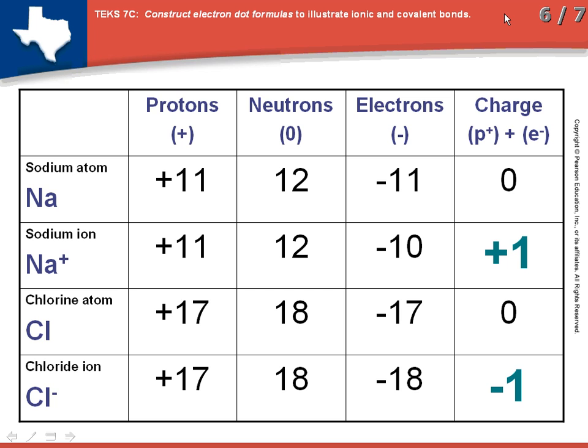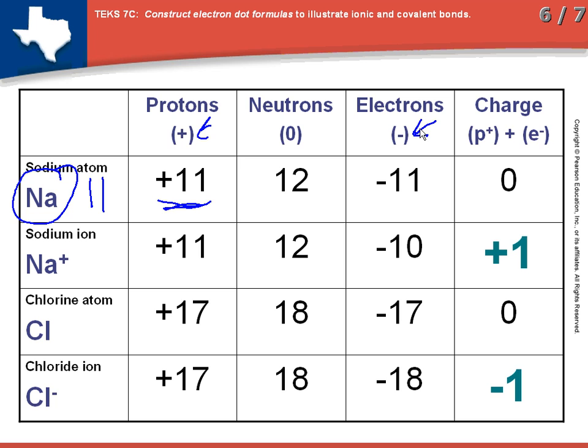So, this is where those numbers, those positive and negative ones, are coming from. So let's look at regular sodium. Regular sodium is atomic number 11, meaning it has 11 protons, and protons are positive, so it has a plus 11 charge. It has 12 neutrons, which have no charge, they're just there, and the atom sodium would have 11 electrons to match its number of protons.